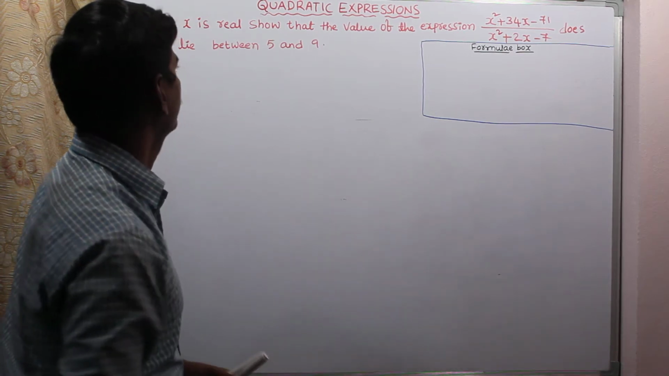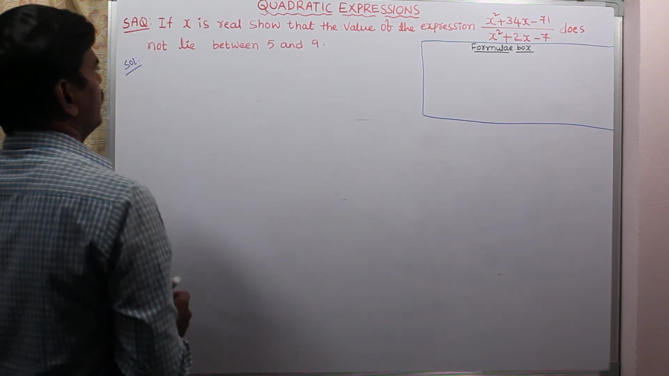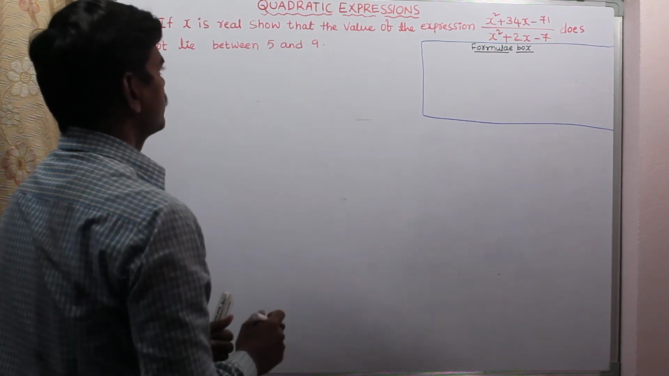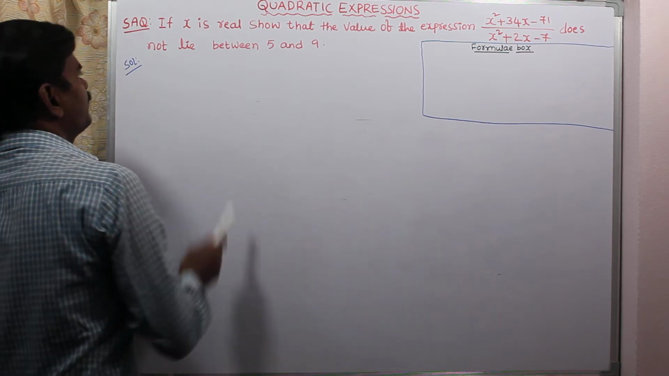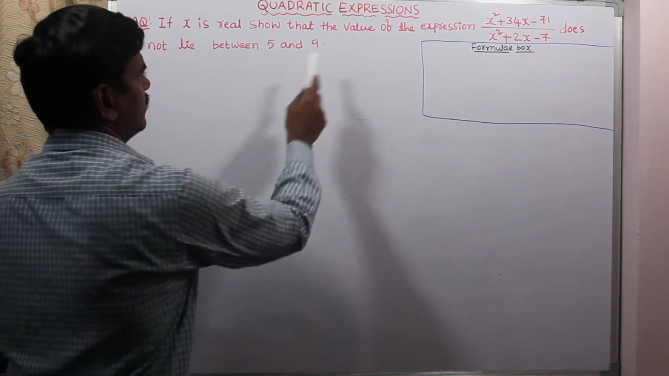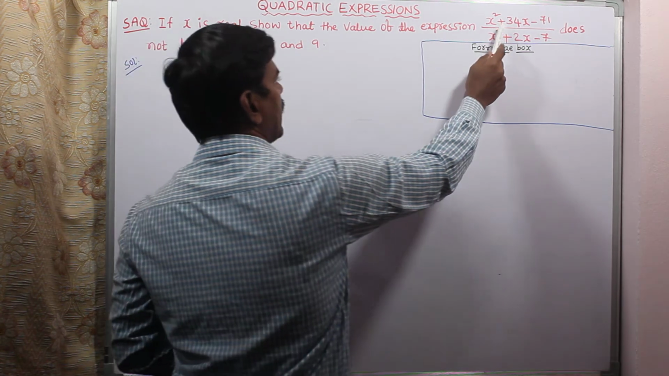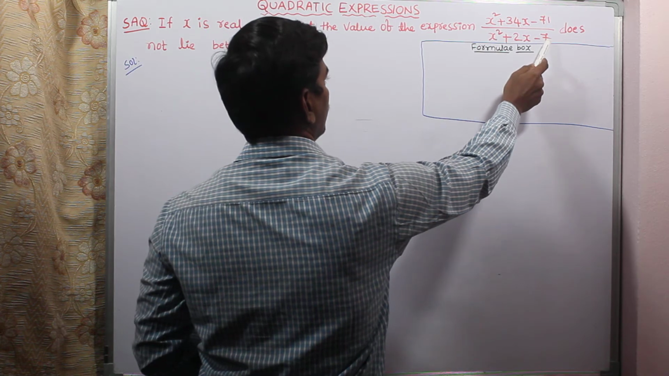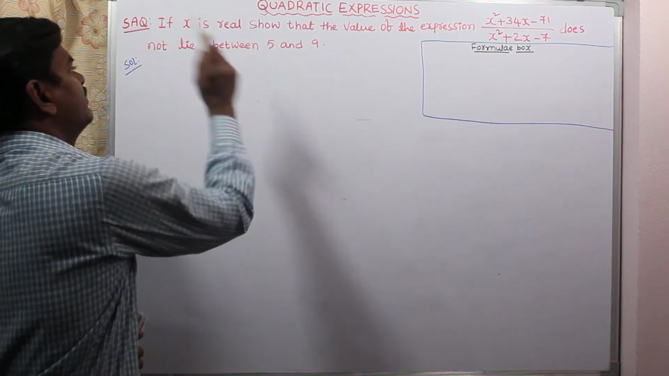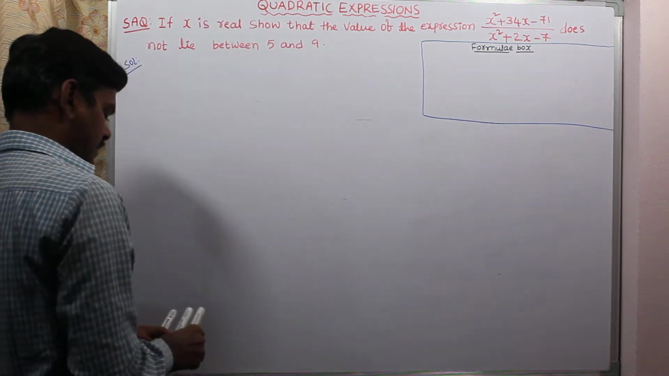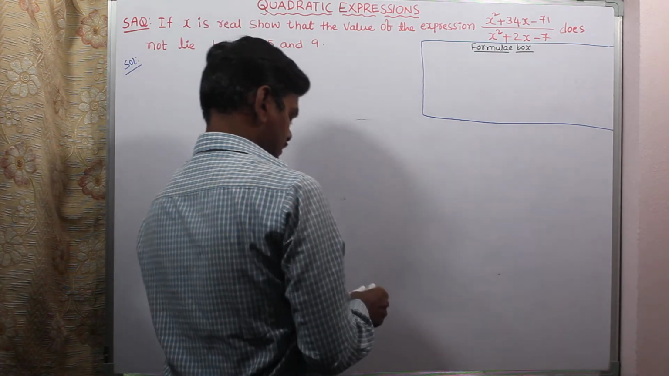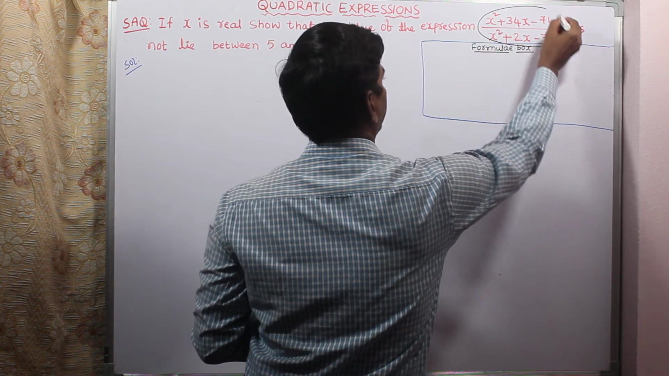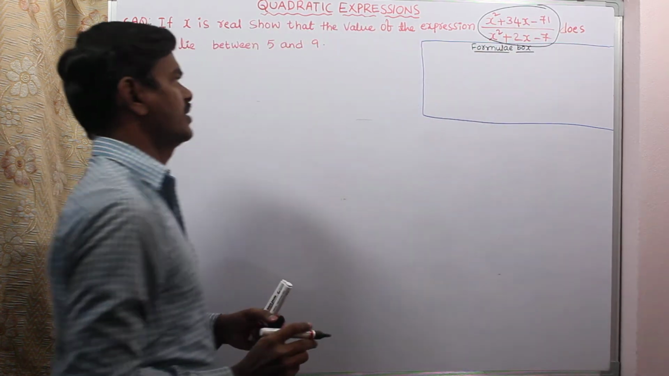Hello students, in this video we are going to learn one of the important short answer questions from the quadratic expressions topic. Let us see the question. If x is real, show that the value of the expression (x square plus 34x minus 71) by (x square plus 2x minus 7) does not lie between 5 and 9. So we have been given an expression, and we have to find the range of this expression.